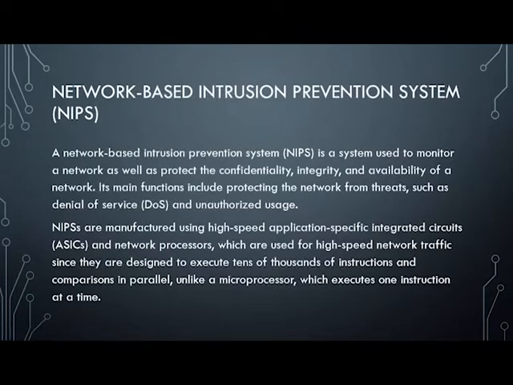NIPS are manufactured using high-speed application-specific integrated circuits, called ASICs, and network processors, which are used for high-speed network traffic since they are designed for executing tens of thousands of instructions and comparisons in parallel, unlike a microprocessor which executes one instruction at a time. The majority of NIPS utilize one of three detection methods: signature-based detection, anomaly-based detection, or protocol state analysis detection. Protocol state analysis detection identifies deviations of protocol states by comparing observed events with predefined profiles.